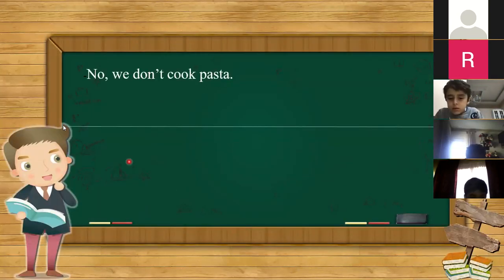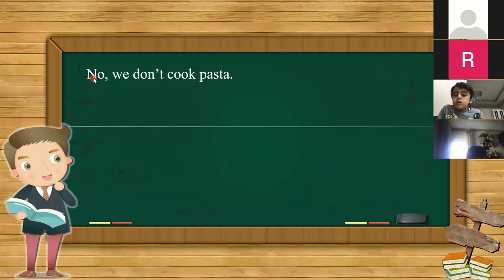Look here. We have here an answer, but this time it will start with no. Let's read the answer. No, we don't cook pasta. Okay, let's follow the steps. Step number 2, we have to cross what? Who can tell me? What will we cross here?